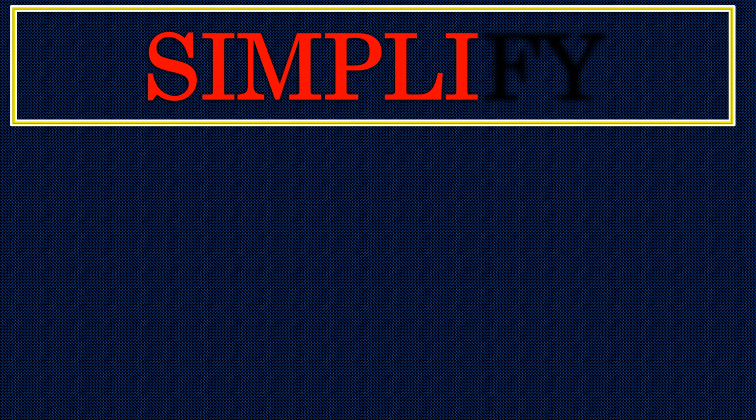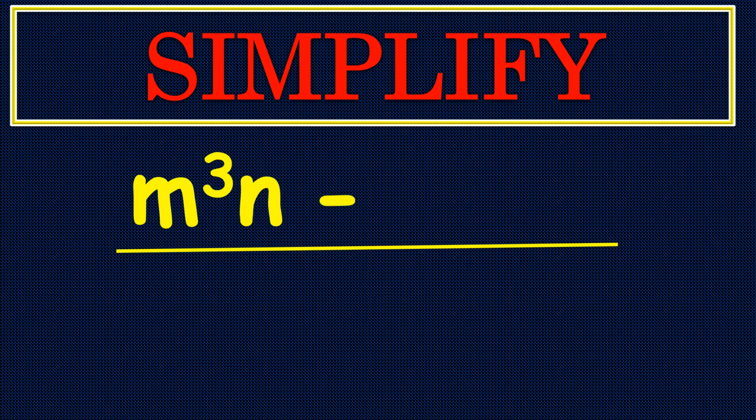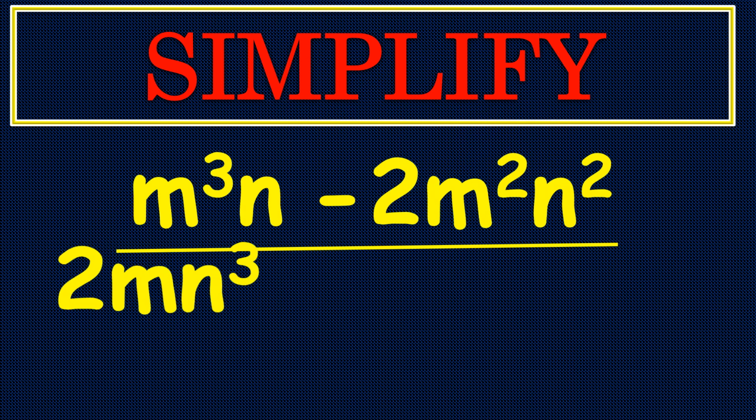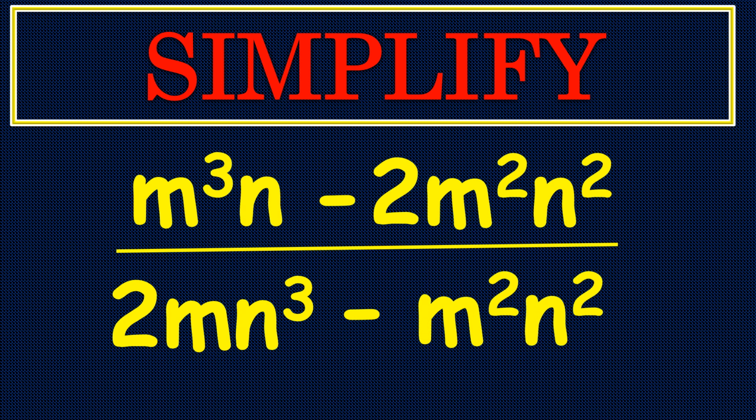Good day, viewers. Today we will be looking at simplifying the algebraic expression that is being shown above. We will be simplifying m cubed n minus 2m squared n squared, all divided by 2m n cubed minus m squared n squared.